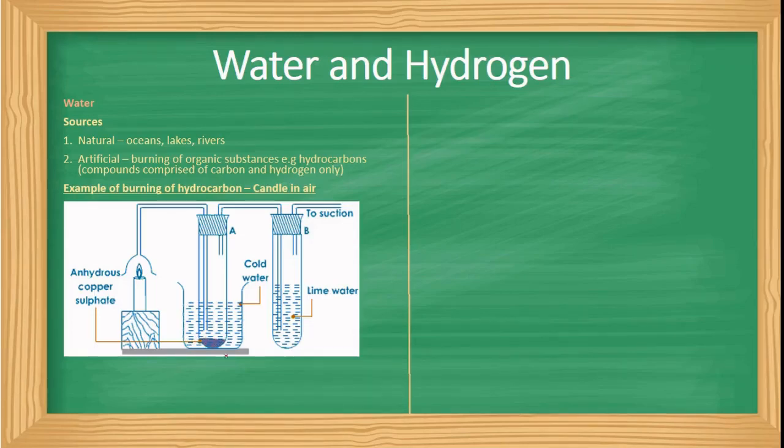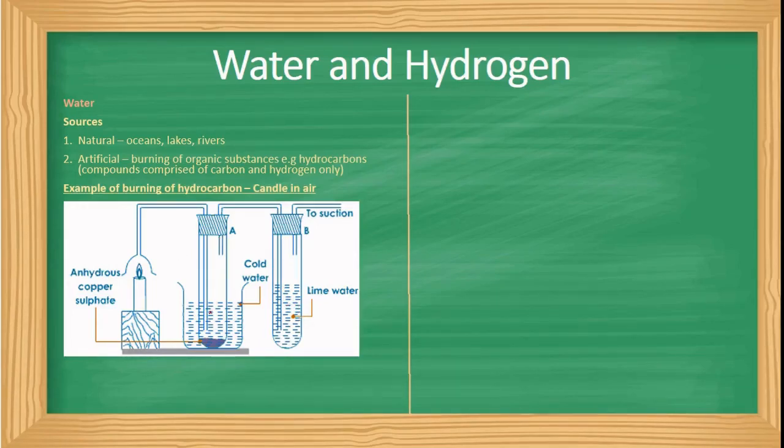This is a confirmatory test for water, which confirms that one of the items produced from burning of the candle is water. Then in tube B, there is lime water. And what will happen after some time, a white precipitate will be formed inside there because that confirms that there is some carbon 4 oxide produced in the burning of the candle. As we saw in the air and combustion topic, when carbon 4 oxide reacts with lime water, a white precipitate is formed, which is calcium carbonate.